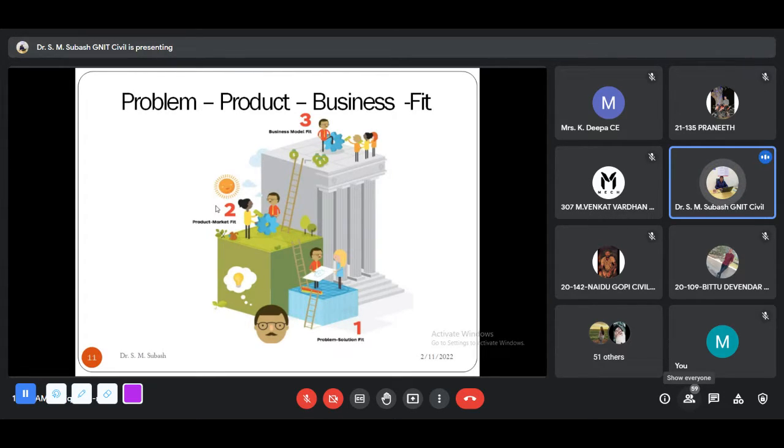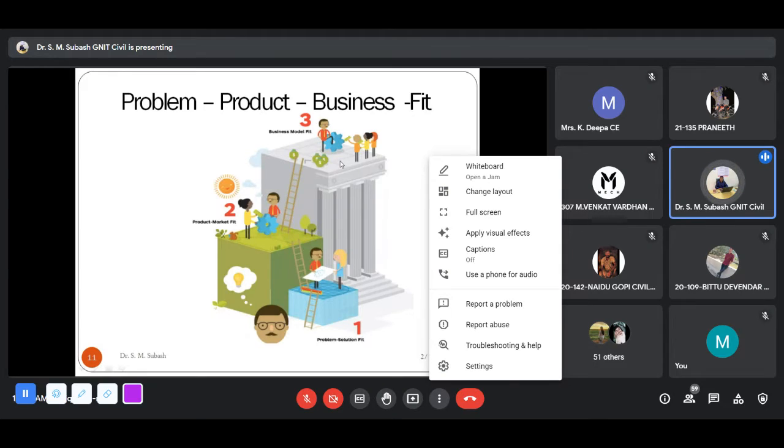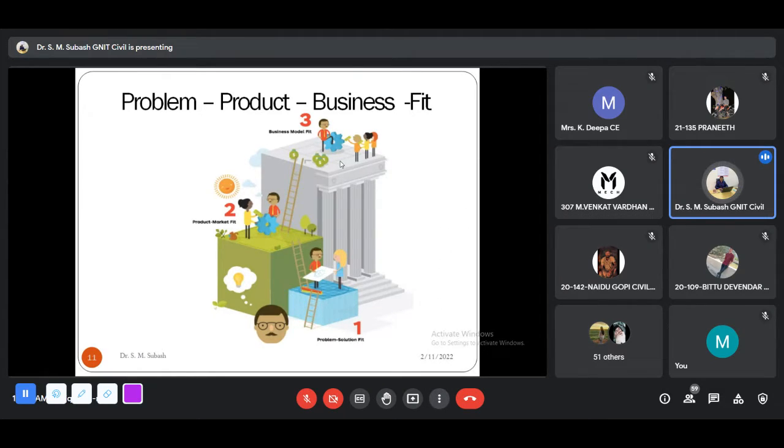Then only your product will be fit to the market. After fitting this, it will go to the business, and you will get the gains. For example, for the food apps you are developing, depending on how many downloads come, you will get some commission amount.